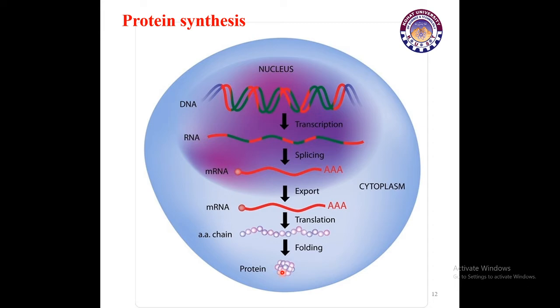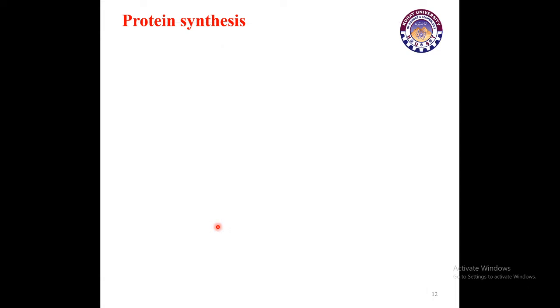Normally, DNA is converted into RNA. This is known as transcription, and the RNA is also known as messenger RNA. Messenger RNA is converted into a polypeptide chain, or ultimately the finished protein. This is the general basic mechanism of how proteins are synthesized in the bacterial cell.